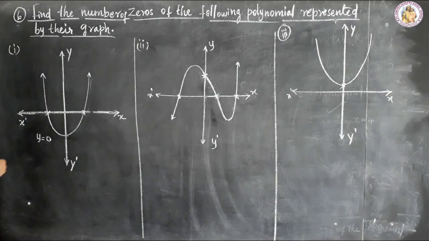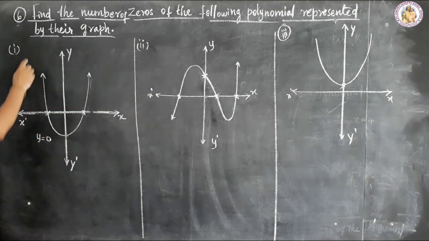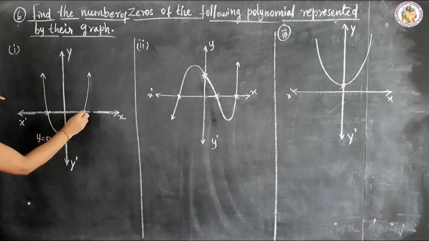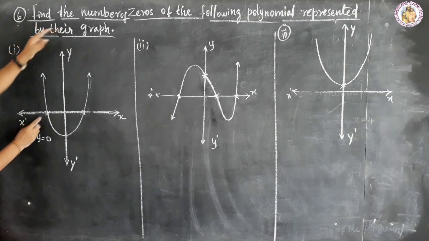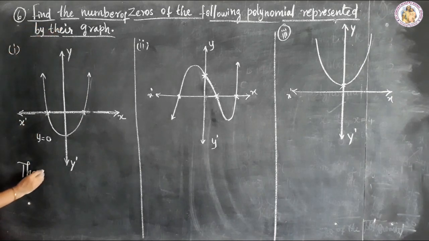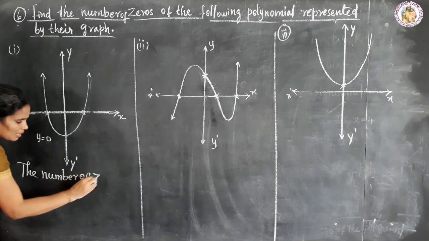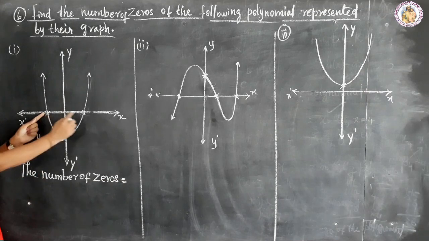Question number 6. Find the number of zeros of the following polynomial represented by the graph. Here in this graph you can see the curve intersects at 2 points on the x-axis. So the number of zeros is equal to 2.